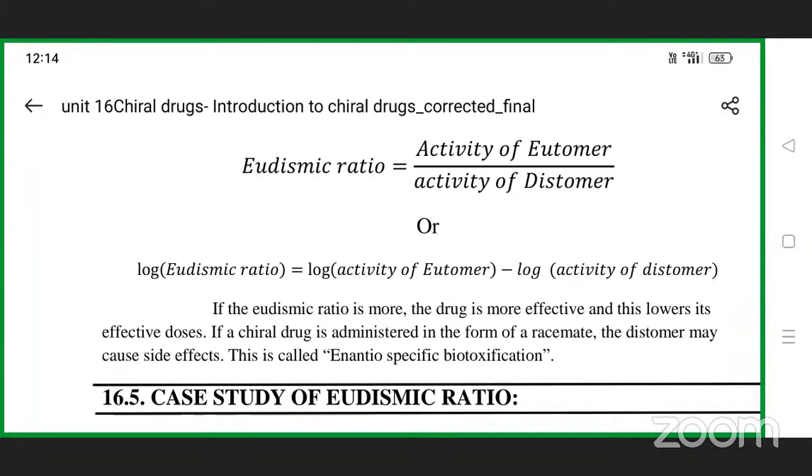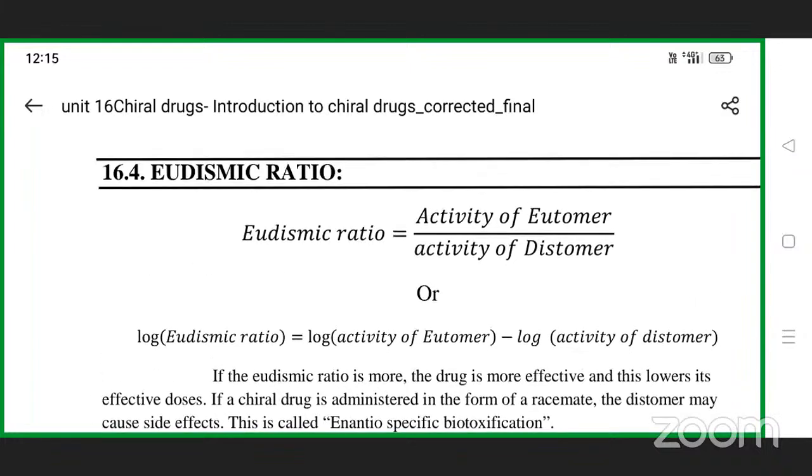For example, if you take propranolol, where the activity of eutomer is 120 and the activity of distomer of propranolol is 0. So it is 120 times. Also, that is the definition of your eudismic ratio.